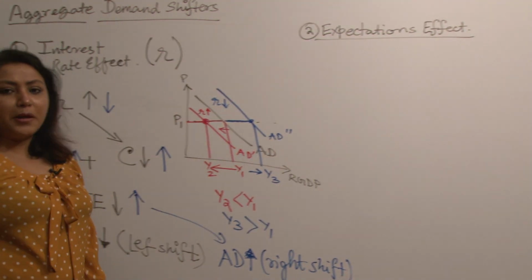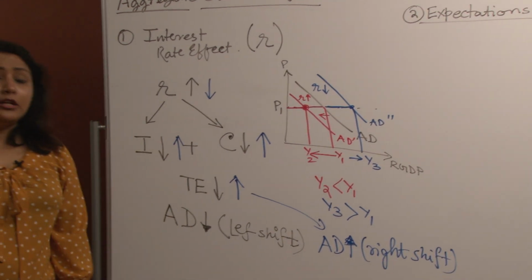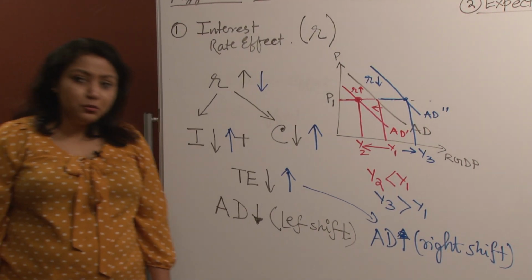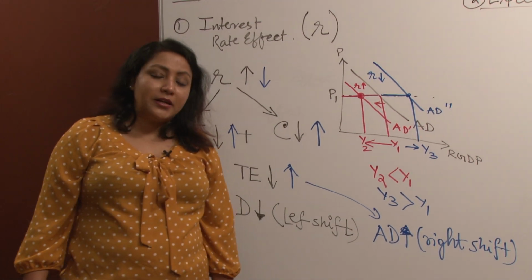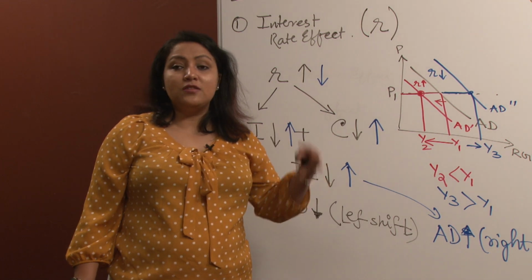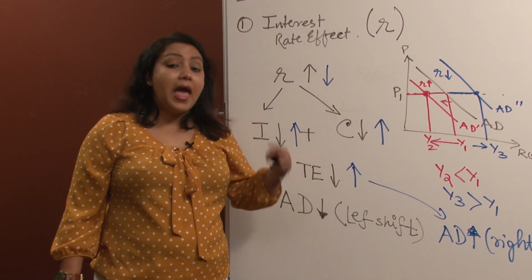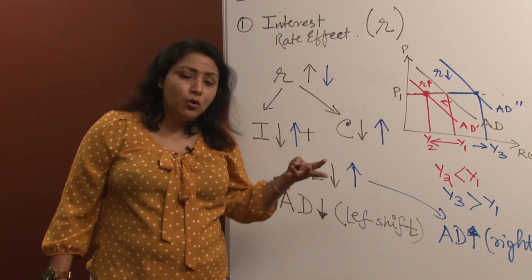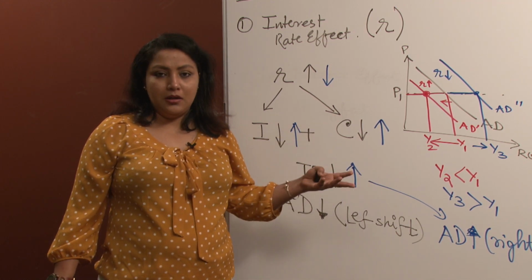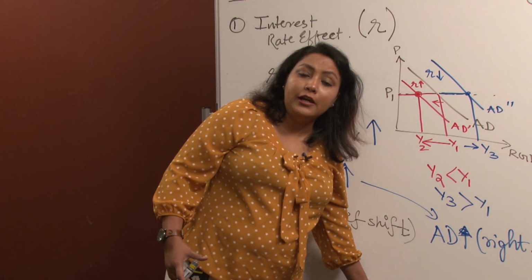It's called the expectations effect. And when I say expectations, I am referring to expectations of the consumers as well as the expectations of the producers. Now, what are these expectations about? It is the expectations of the consumers and the producers about the state of the economy, about what kind of an economy, what kind of a country they are living in.